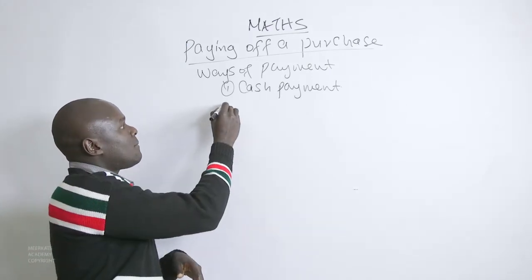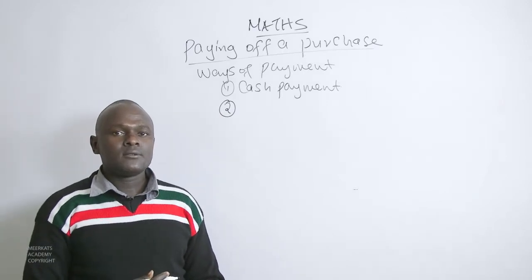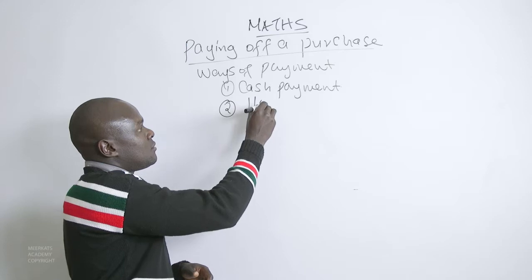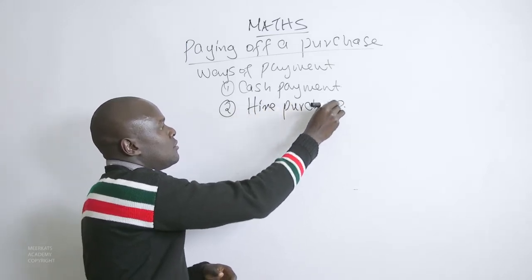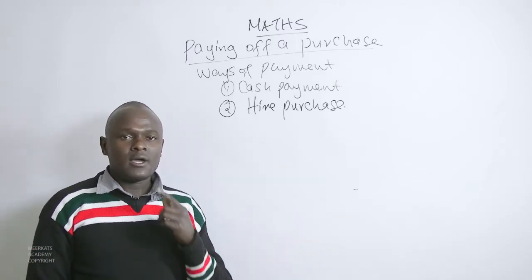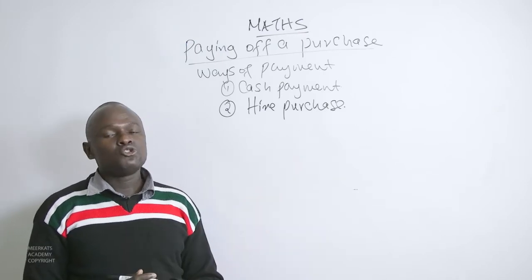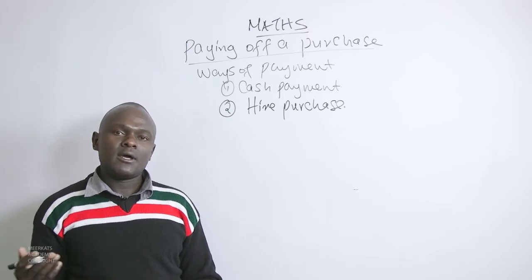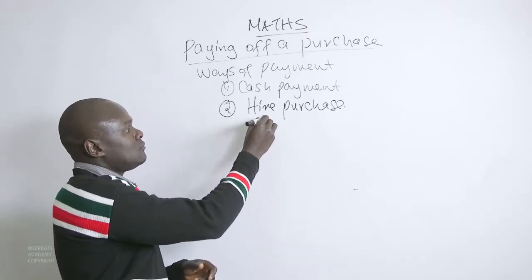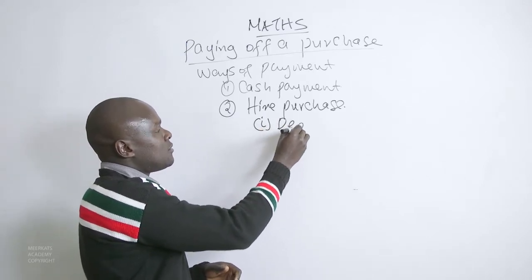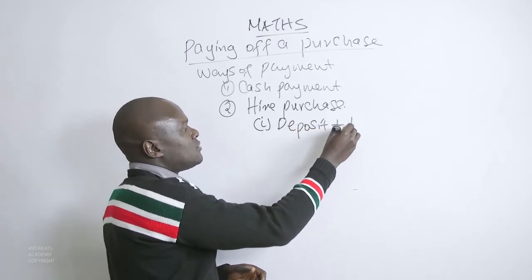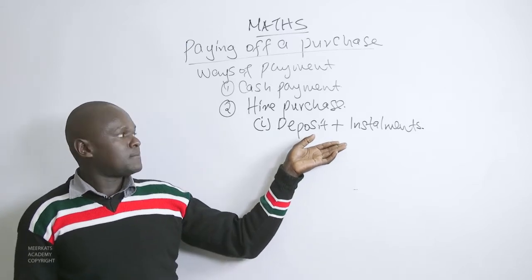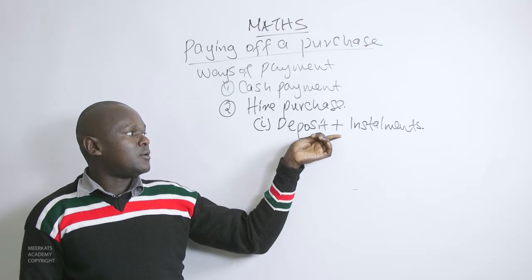We can also have a second way of paying for a given item or purchase, which we refer to as the hire purchase. I remember in one of the previous lessons we looked at the hire purchase mode of payment, and we categorized it into two. Category number one is where you make a deposit followed by regular installments or repayments. This one also applied when we were repaying loans.